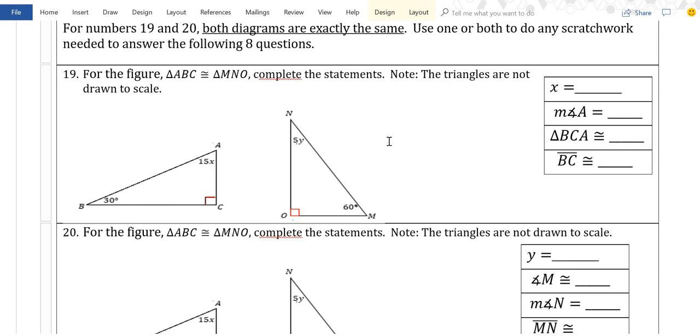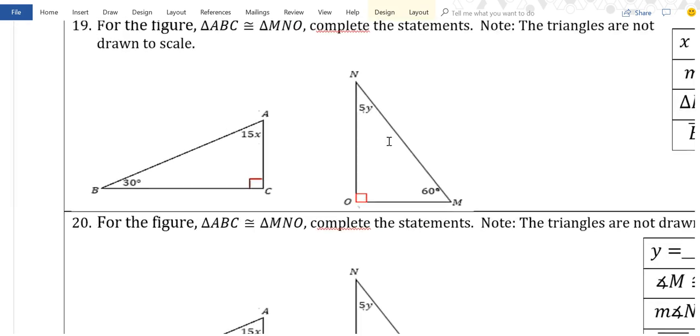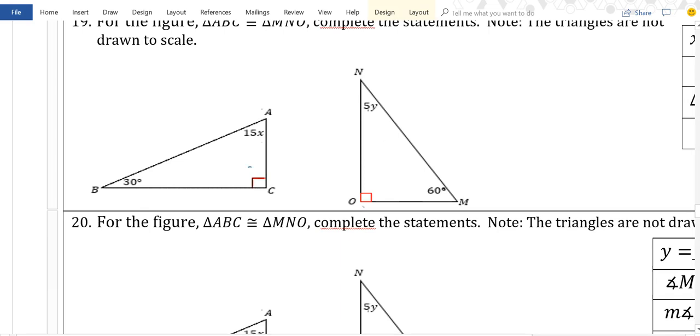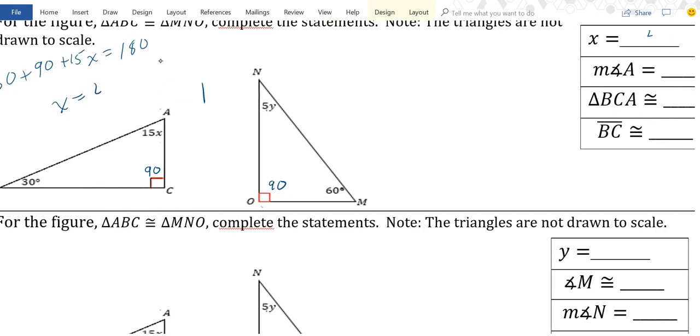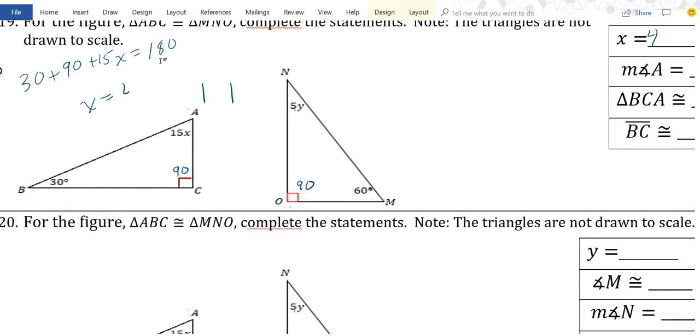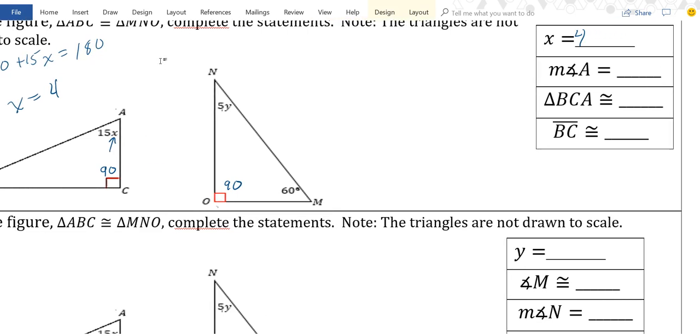So first we want to solve for X. So let's take a look at our first triangle here, ABC. Well, I know this means it's a 90-degree angle. Similarly over here. So if we want to solve for X, I would do 30 plus 90 plus 15X and set it equal to 180. Through some solving, we'll end up with X is equal to 4. To find the measure of angle A, I would just plug in 4 into here. So 4 times 15, that'll give me 60.